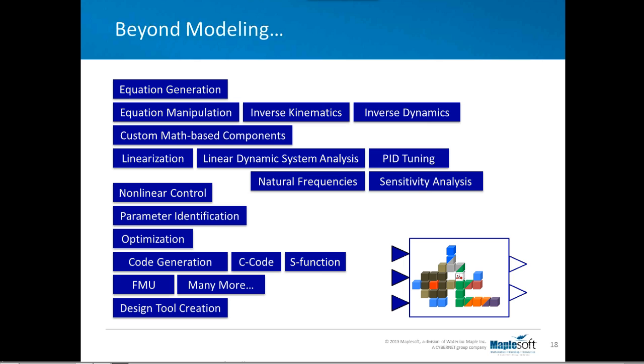Code generation is one of the things that you can do with models in here. For both multi-body and multi-domain systems, you can create code: you can get C code or export it as an S-function or an FMU or many other platforms. You can incorporate the model that you create in MapleSim in those tools as well. And of course, you can use Maple to create a design tool based on your system level model.